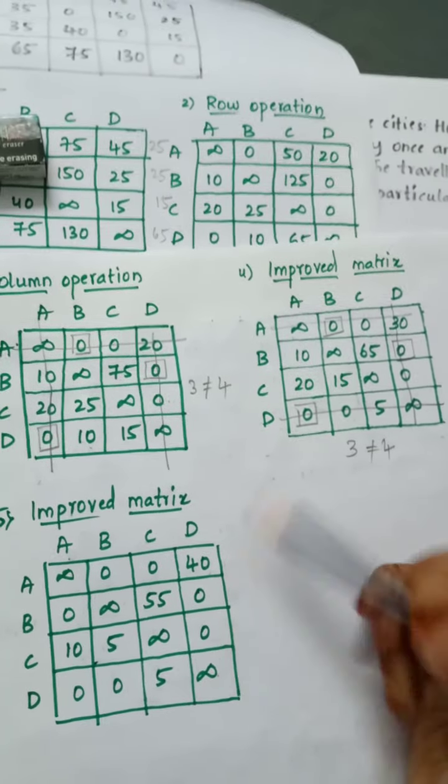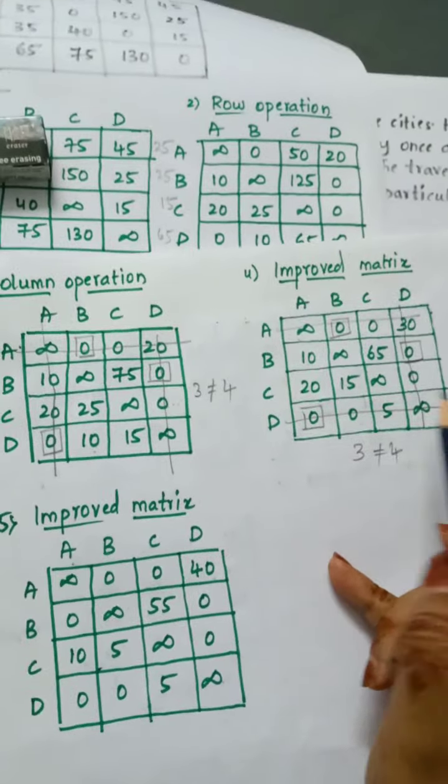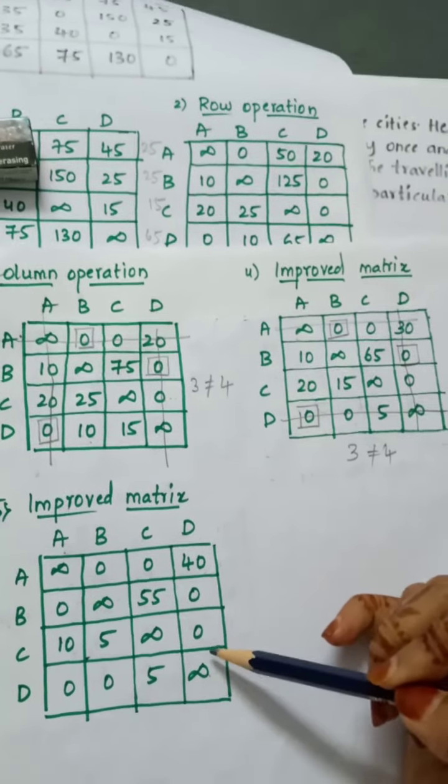So as it is, you have to write 0. This whole column, this whole row has been deleted. So same, 0, 0, 5 and infinity. Okay, this is the improved matrix. And again we have to do the row scanning and column scanning.